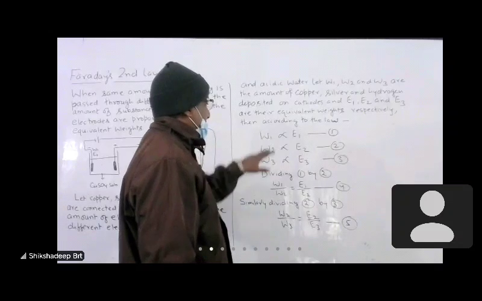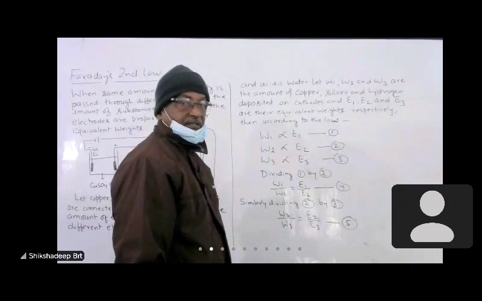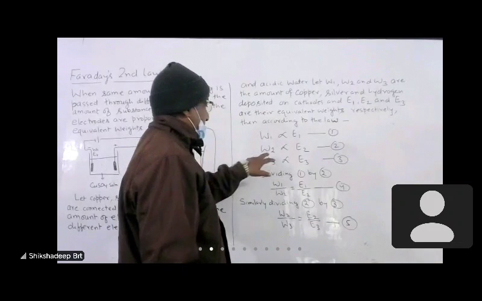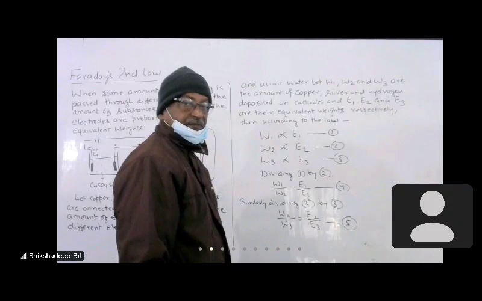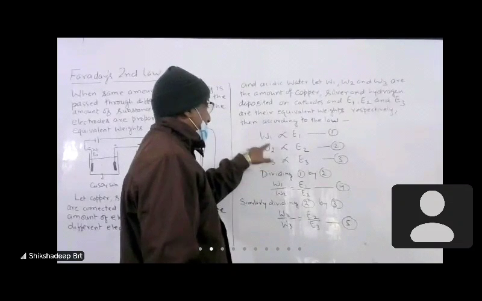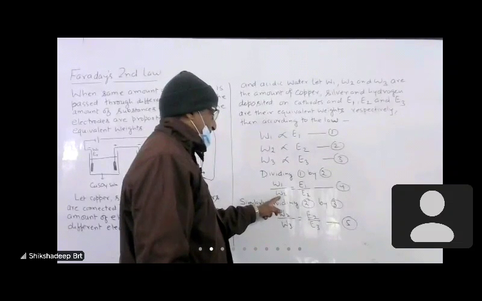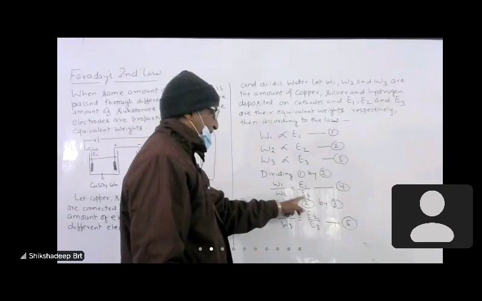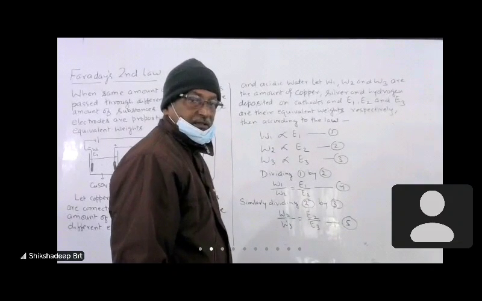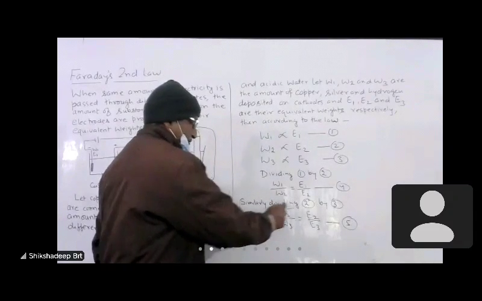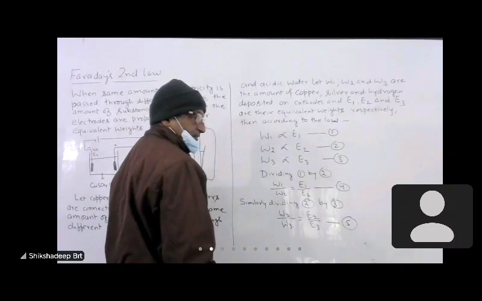Now can I say W1 is equal to K E1, where K is a constant, and W2 is equal to K E2, where K is another constant? So when you divide equation 1 by 2, W1 by W2 is equal to K E1 by K E2. The K cancels, so what do we get? E1 by E2. Similarly, when you divide 2 by 3, W2 by W3 is equal to E2 by E3.